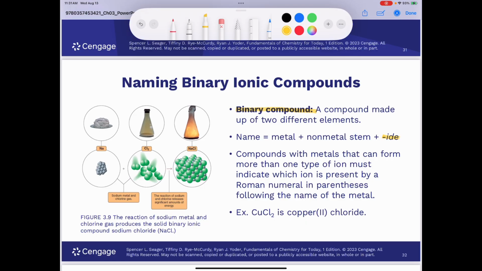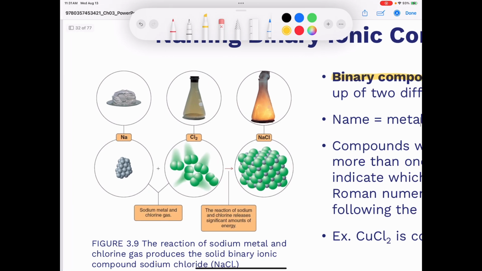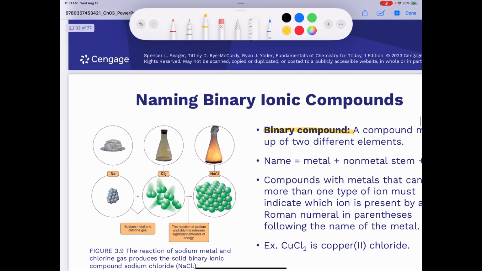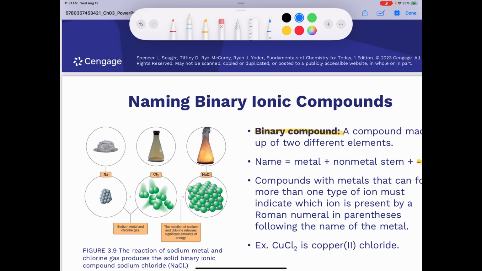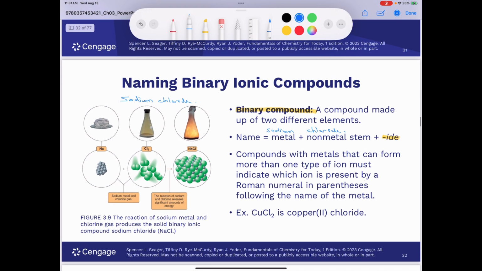So an example would be something like sodium and chlorine coming together, as you see over here. So we have sodium metal and we have chlorine gas. They come together to make NaCl. So we list the name of the metal, and the metal in this case is sodium, Na, right? So we just put sodium, okay? And the stem of chlorine is going to be chlor, and then we add the suffix "ide" at the end, and that's where we get the name sodium chloride.